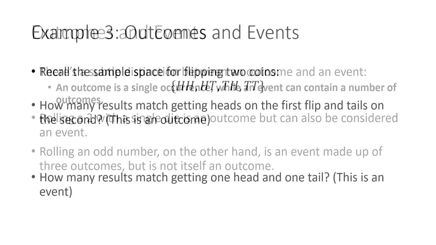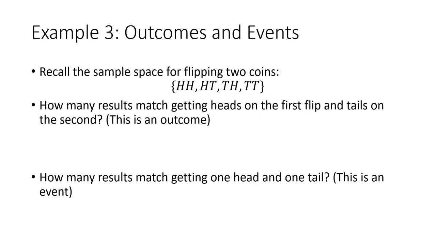So let's recall the sample space for flipping 2 coins. We can get heads, heads, heads, tails, tails, heads, or tails, tails. How many results match getting heads on the first flip and tails on the second? Well, heads on the first flip and tails on the second, that is only one of the results. And so this is an outcome, one single piece of the sample space. Now, how many match getting 1 head and 1 tail? Well, there are 2 of those. And so getting 1 head and 1 tail would be an event. So if there's more than one way for it to happen, it would be an event and not an outcome.